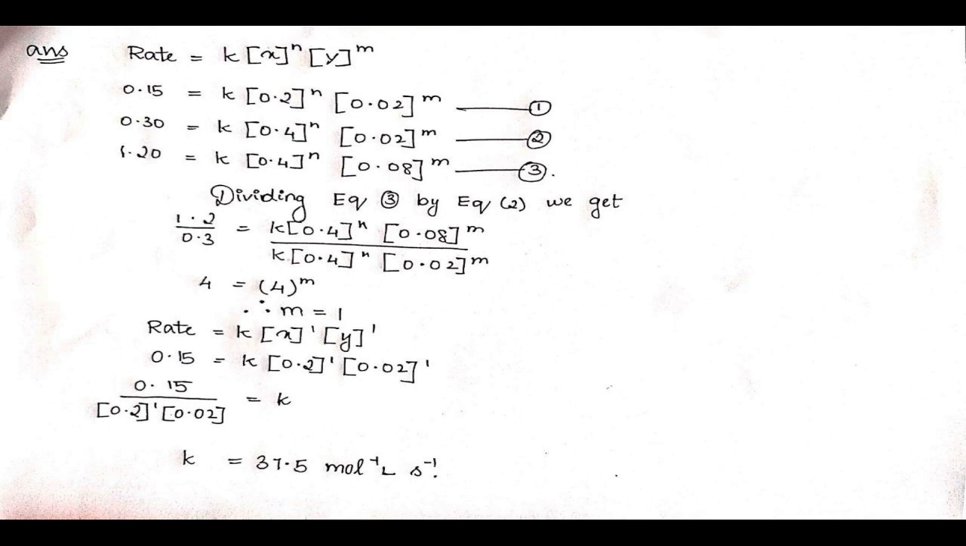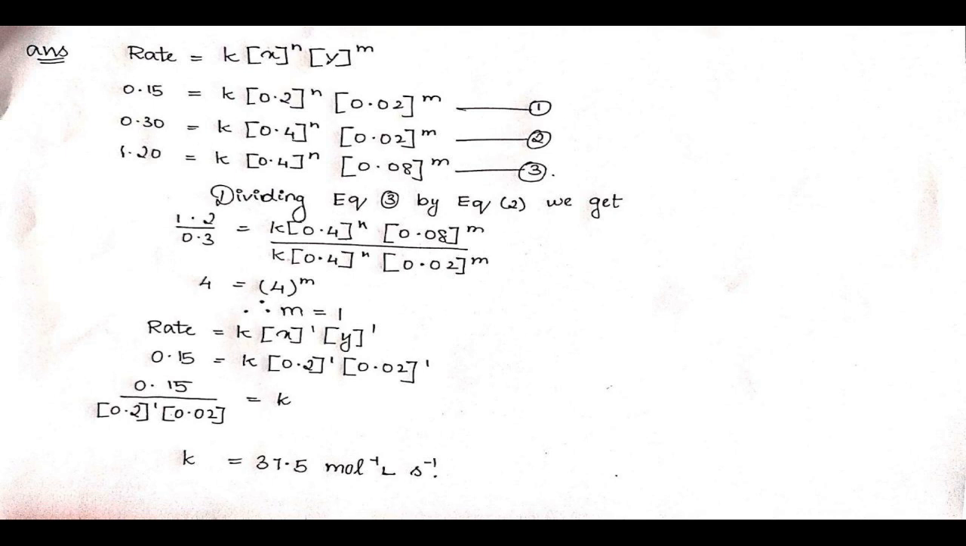Dividing equation 3 by equation 2, we get 1.2 divided by 0.3 is equal to k into 0.4 to the power n into 0.08 to the power m divided by k into 0.4 to the power n into 0.02 to the power m. So 4 is equal to 4 to the power m. Equating the powers, m is equal to 1. Rate is equal to k into x to the power 1 into y to the power 1.